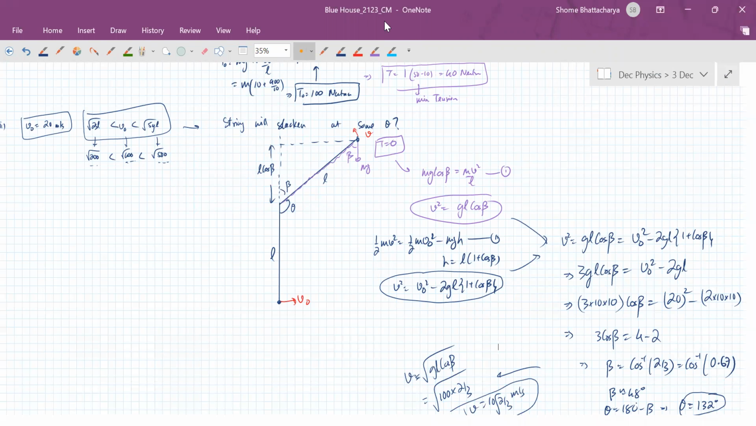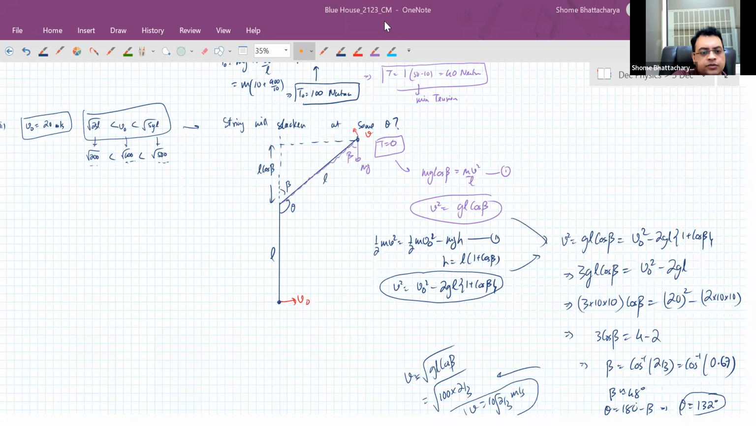Okay, people. So with that, we complete today's session and we complete circular motion with this. We'll start working on center of mass in the chapter system of particles in the next lecture. We'll keep some time aside for doubts and discussions as we go along. But we are now in a position to start the next chapter.